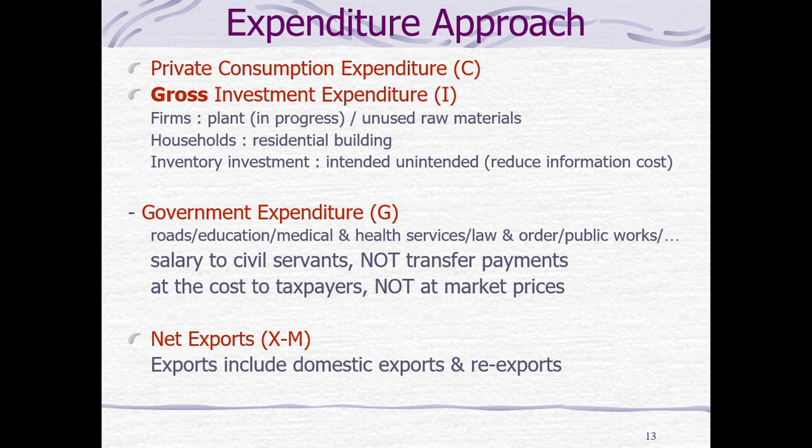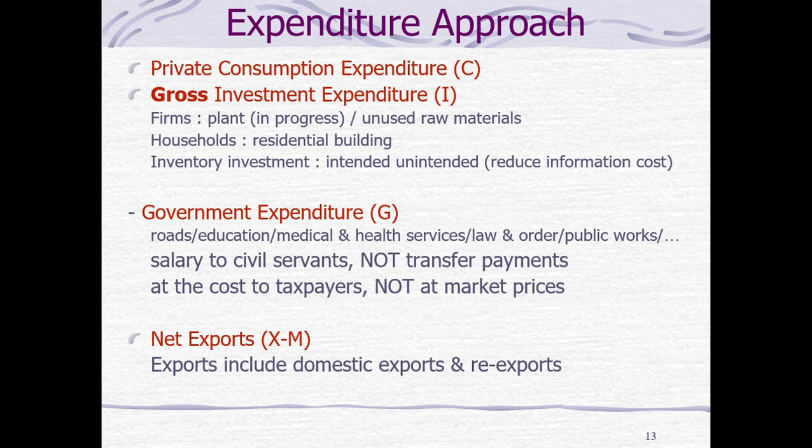With the expenditure approach, we have private consumption, which is the C. We have gross investment expenditure, which is the I. That is normally investment by firms and also residential buildings of households, and inventory investment, which we've talked about. And we have G, which is government expenditure. Government spends on roads, education, medical facilities, and so on. All those are classified under government expenditure.